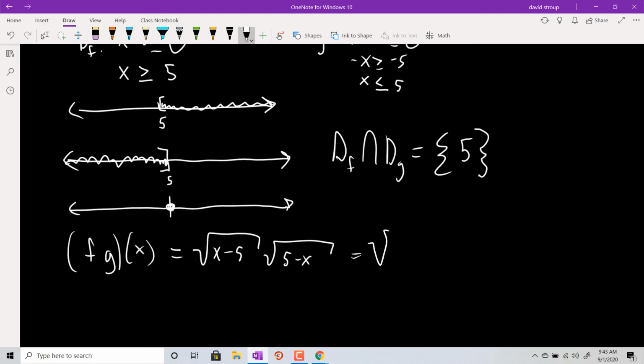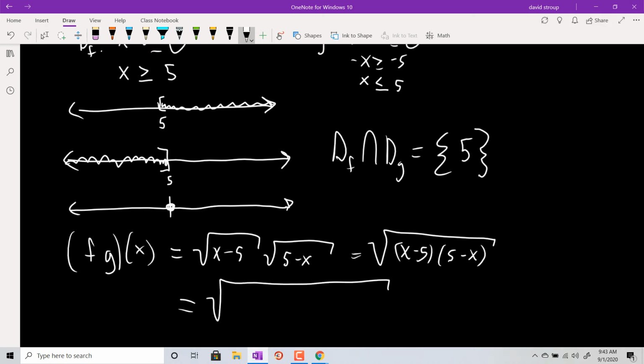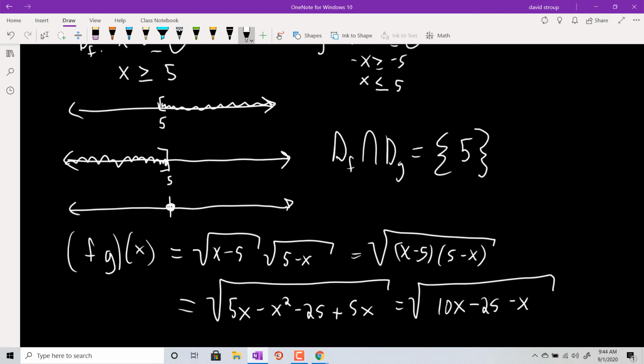Okay, we can use the product rule of roots to combine this into one. And then you can FOIL out the insides there. So we have 5x, the first, the outer, minus x squared, the inner, minus 25, and then the last, plus 5x. Okay, so that's going to be 10x. I like to put the positive one first. 10x minus 25 minus x squared.